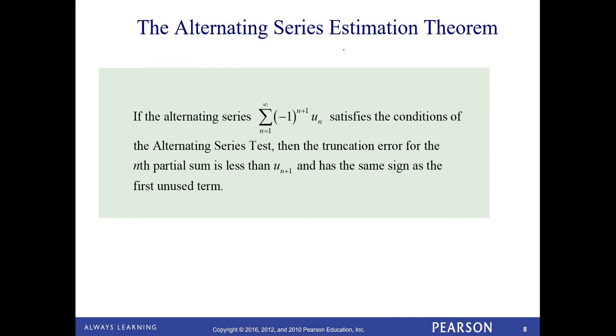The alternating series estimation theorem. Again, for an alternating series, if it satisfies the conditions we had previously, then the truncation error for the nth partial sum is less than the next term and has the same sign as the first unused term. Jot that down. We're going to talk about these more as we go. I don't want to do a whole lot of examples until we get into some of this.